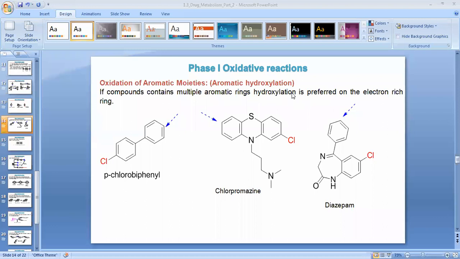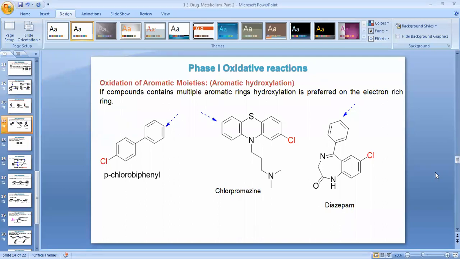They may ask a question, or they may give the structure and ask you to draw the first metabolic reaction. For 4 marks or 3 marks, this type of question is there. The structure is in front of you. You only have to select which ring goes for aromatic hydroxylation first. So the 4 marks are in your pocket. Is it clear to everybody?